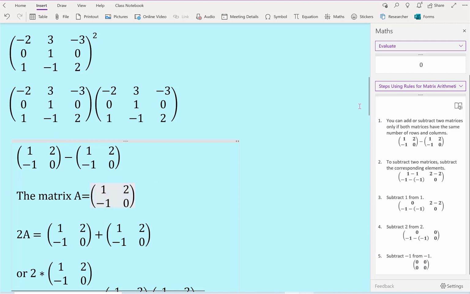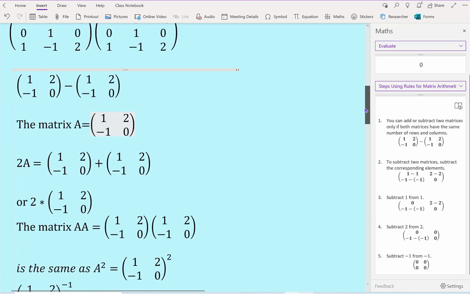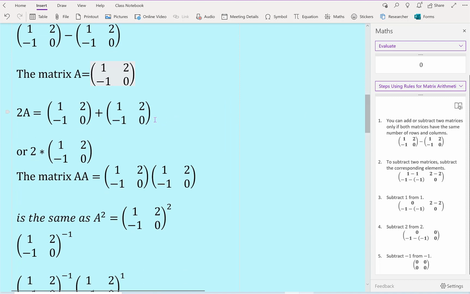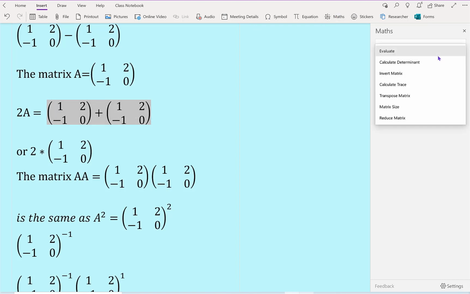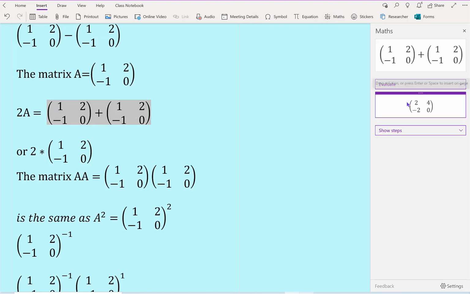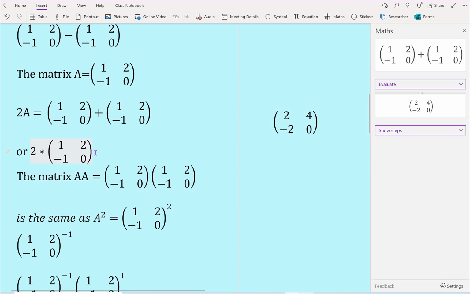Okay, so this is matrix A, and then I'm just adding them together, which is the same as 2A. And I'm going to evaluate. So I have this. And then, or I can times it by 2, and it should also give me this result here. But let's check and see. So I evaluate again.